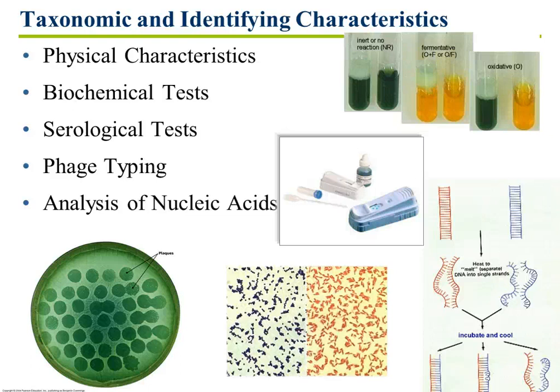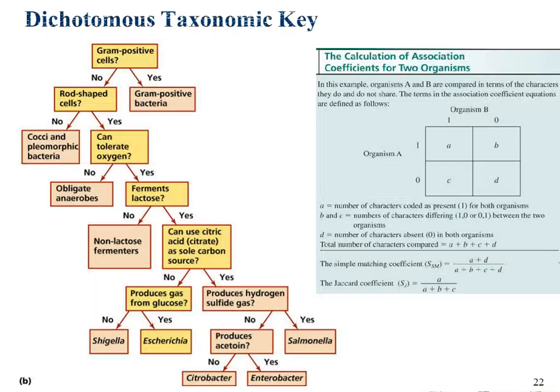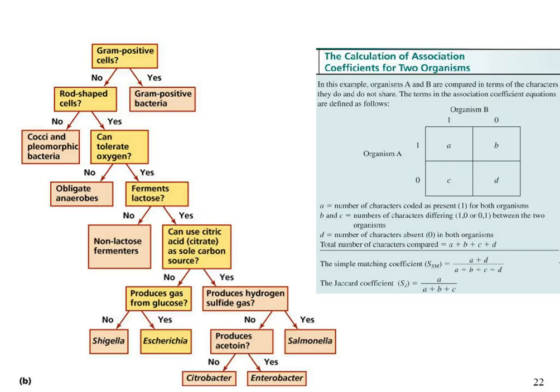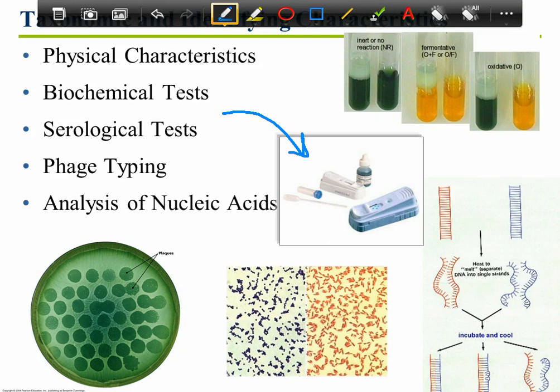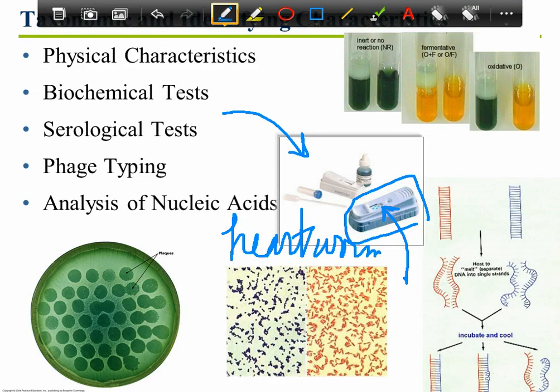We also will be doing some serological testing, which is where we use antibody to a particular organism to identify an organism. This little cartridge right here has an antibody inside of it. It's very similar to a pregnancy test kit, by the way. And they are testing for heartworm. This is a common way that heartworm is identified now, using a test kit. So that's a serological test.